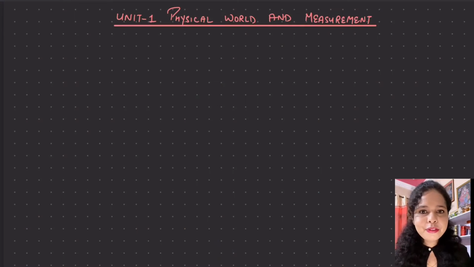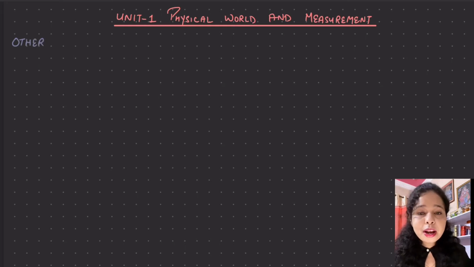This is Unit 1, Physical World and Measurement, for class 11th, and we are discussing the various topics of this unit. I hope you have watched the basic introductory videos of this unit, and today we are going to learn about very important terms which are important from the paper point of view. So without wasting a moment, let us step into these terms.